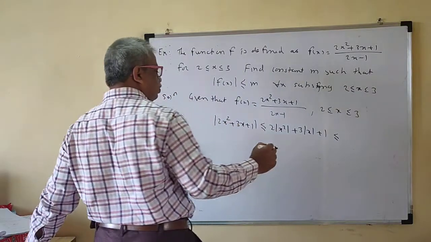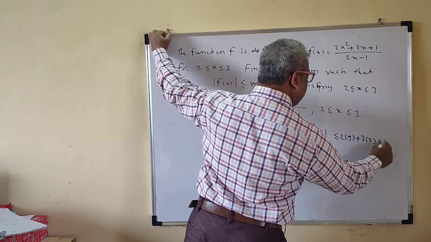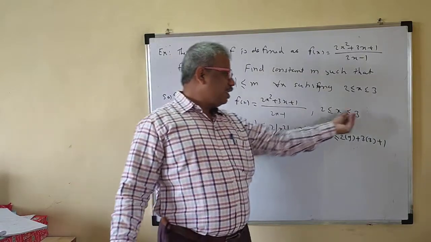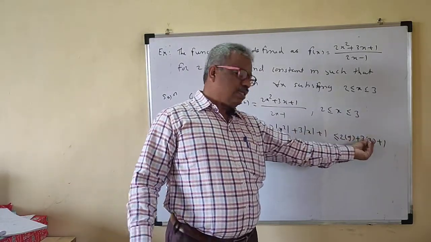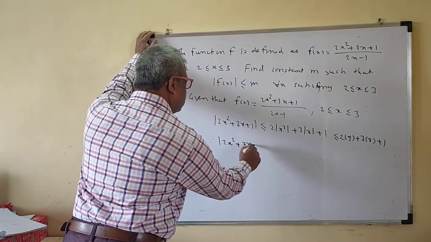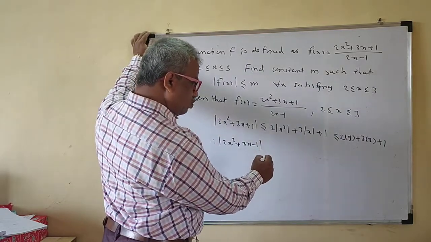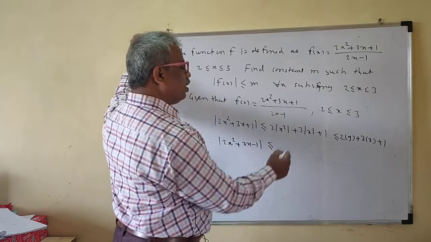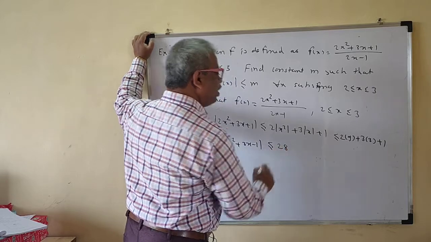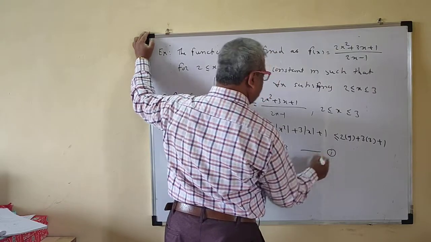So I can directly write this as less than or equal to 2 into 9 plus 3 into 3 plus 1, right? Because x less than or equal to 3 means x square less than or equal to 9. x less than or equal to 3 means 3x is less than or equal to 9, and 1 is there. Okay, so therefore mod of twice x square plus 3x plus 1 is less than or equal to 28. I will call this as 1 now.